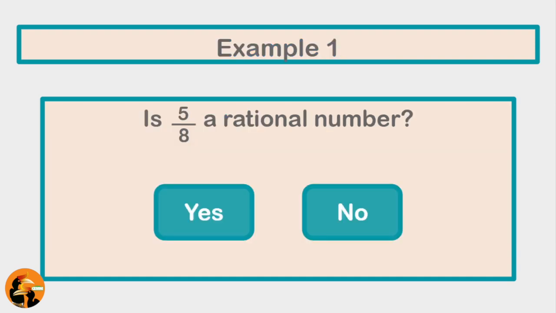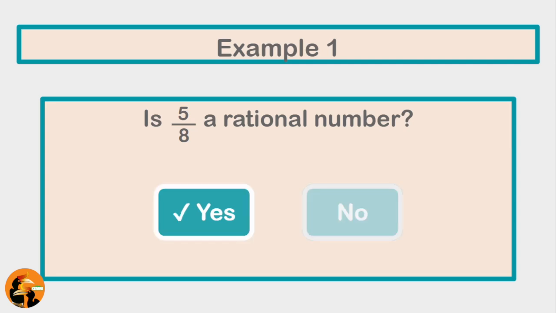Is 5/8 a rational number? Well, 5/8 is a fraction, so yes, it is a rational number.